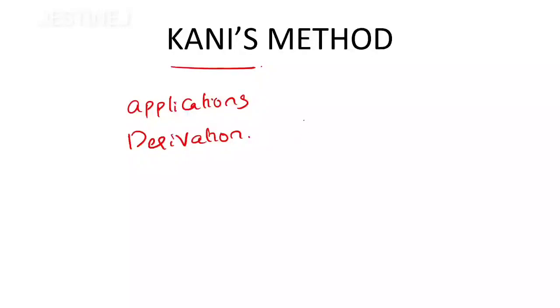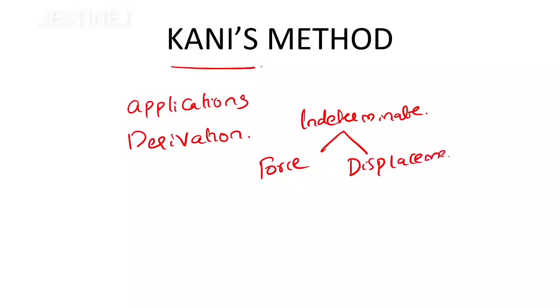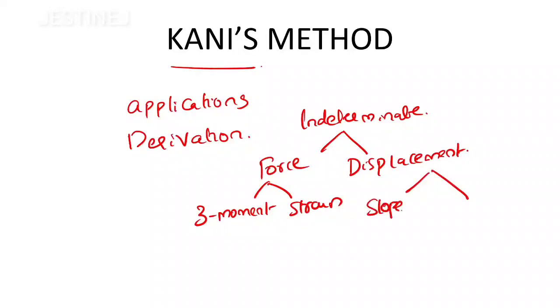We know that for the analysis of indeterminate structures we use different approaches like the force method and the displacement method. We already studied some of the force methods, like the three moment equation and the strain energy method. In the case of displacement methods, we know the slope deflection equation and the moment distribution method, and one more method, called Kani's method, that we will discuss in this module.